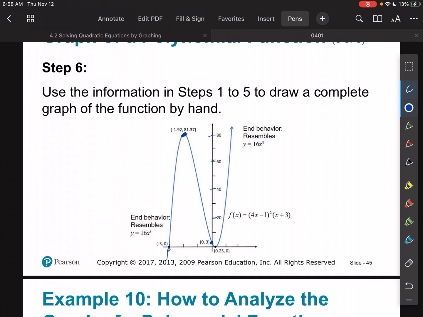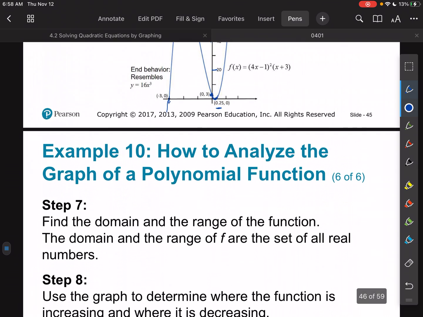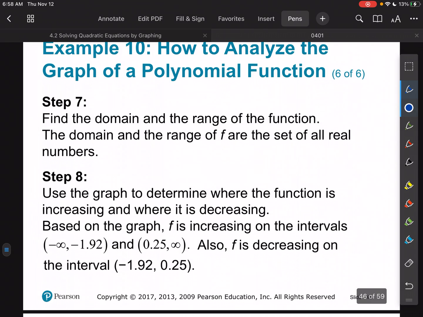Then we know that it crosses at 3 on the y-intercept, and then we have a bounce at 1/4, right? And then it goes off and acts like x to the 3rd. Okay, so there's our picture. And then step 7 says find the domain and the range.